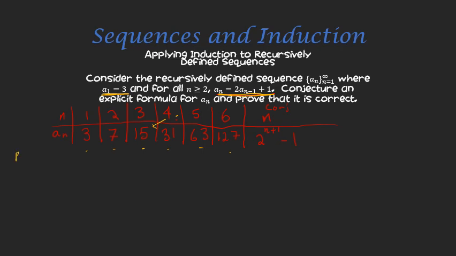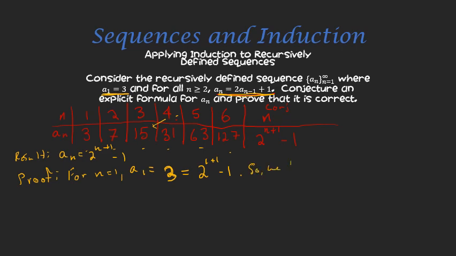So I'll say here, result: for the sequence above, a_n is equal to 2 to the n plus 1, minus 1. And let's try and prove this using induction. So we need a base for n equals 1. a sub 1 is 3. We know that it's 3, which is the same thing as 2 to the 1 plus 1, minus 1. So the formula holds, and we have a base. So we have a base for induction.